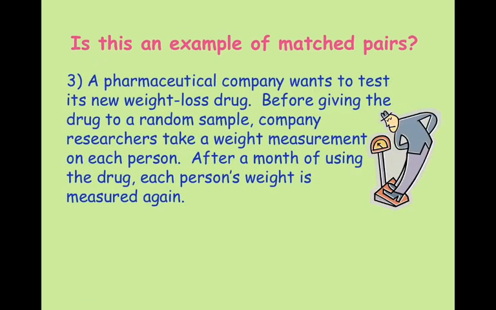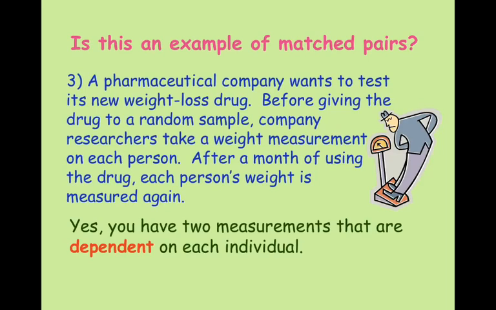Example 3. A pharmaceutical company wants to test its new weight loss drug. Before giving the drug to a random sample, company researchers take a weight measurement on each person. After a month of using the drug, each person's weight is measured again. Finally, an example of matched pairs. In this example, we have two measurements on one individual. So in this example, the measurements are dependent upon the individual, and that is an example of a matched pairs test.